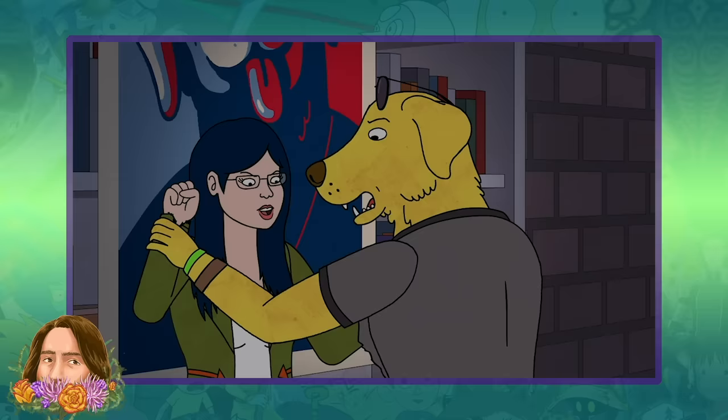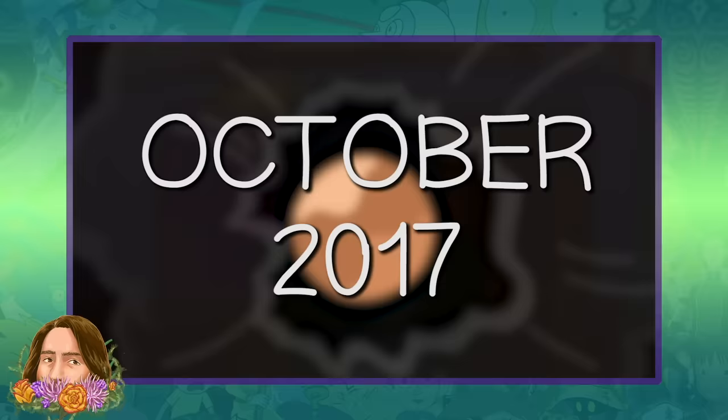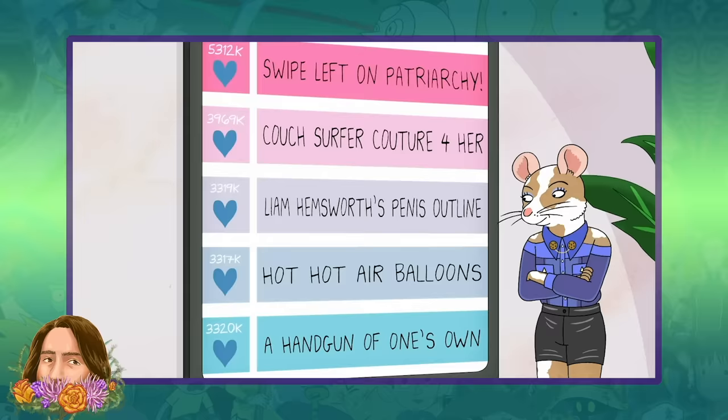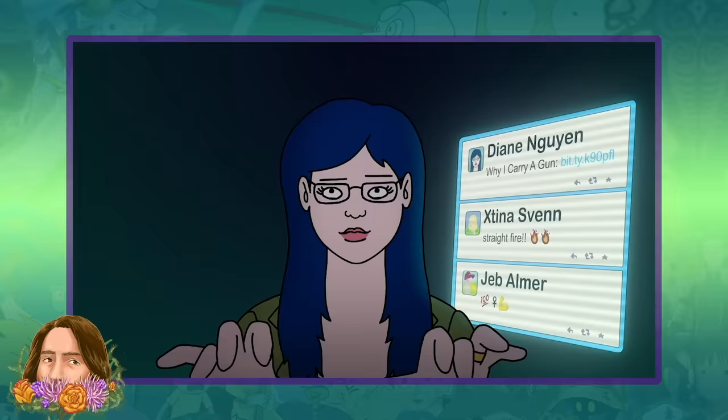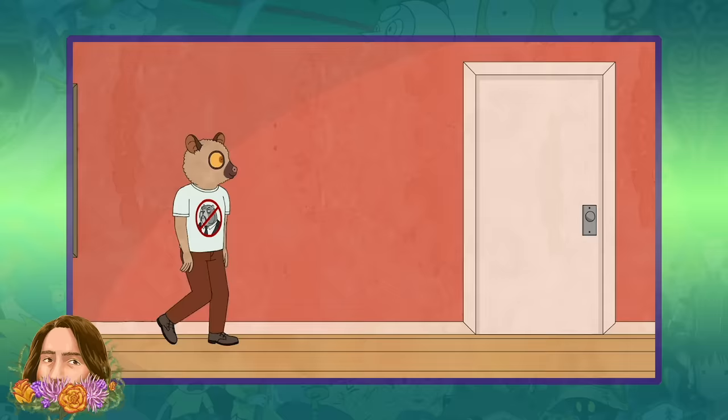This fight, however, also manages to fix their sex life. Around October 2017, after a series of mass shootings, Diane writes an article for Girl Crush about what it's like handling a gun as a woman and the positive impact it has on her own feelings of safety. Mr. Peanutbutter, being a dog, hates guns, and the two of them have a public debate about guns on MSNBC. This seems to continue to aid their sex life as they have angry sex after each argument.